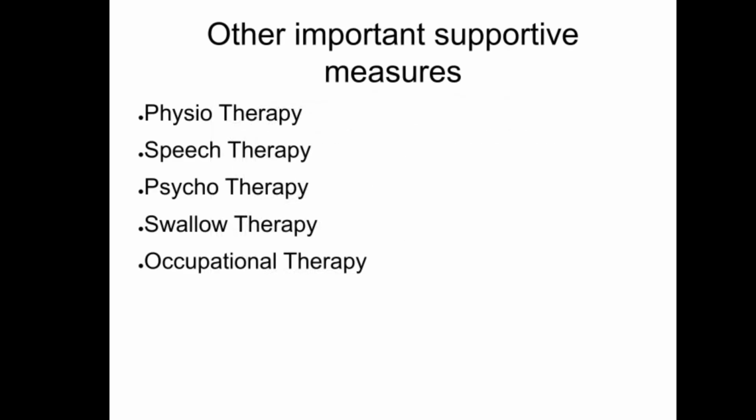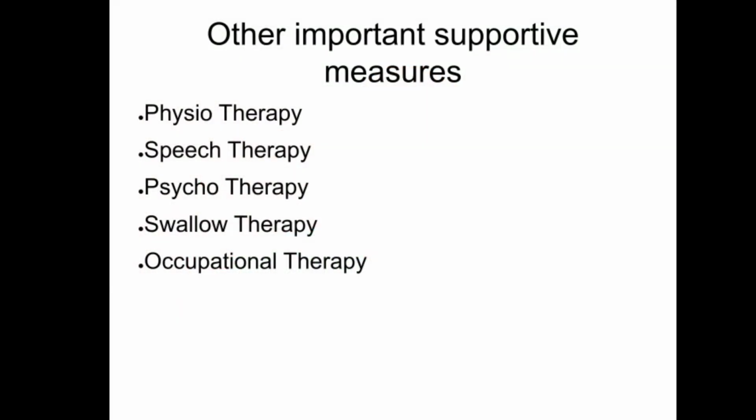Other important supportive measures include physiotherapy, speech therapy, psychotherapy, swallow therapy and occupational therapy. Physiotherapy is very, very important, with which only we can bring back the patient's muscle power. So when the brain repairs by itself, we can keep the body intact so that the patient will be able to walk. Speech therapy when there is involvement of the lower cranial nerves or in speech involvement, aphasias.